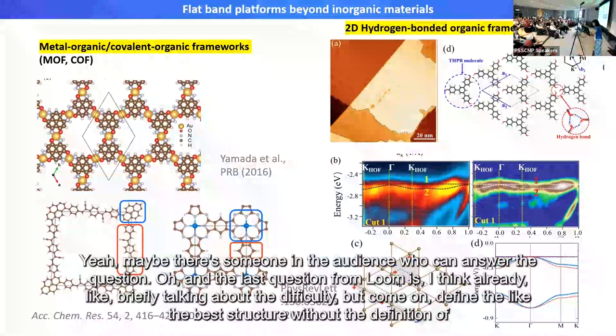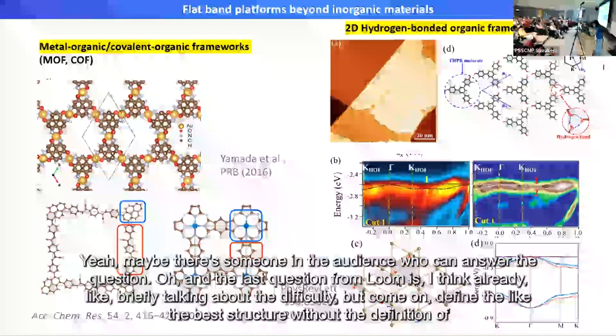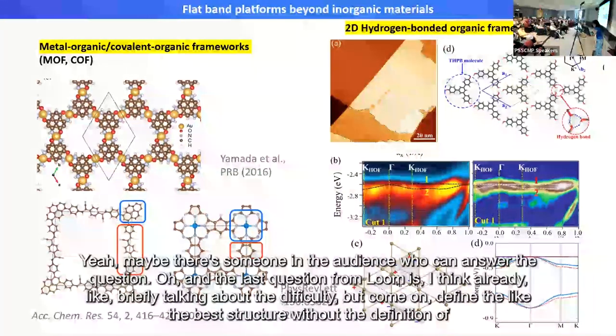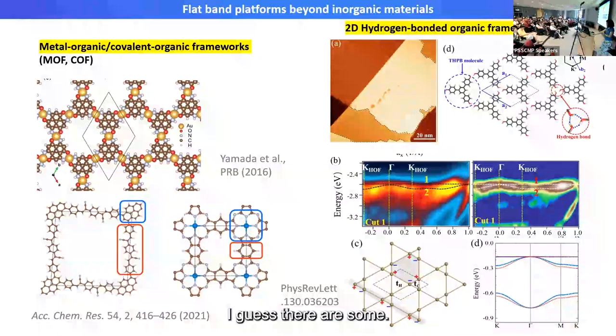And the last question from the webinar is regarding the Penrose lattice. I think you already briefly talked about the difficulty, but can one define the band structure without the translational symmetry? I guess there are some opinions from the audience. Probably not.